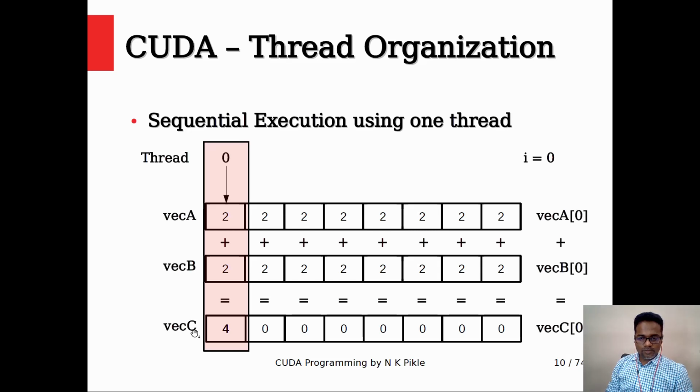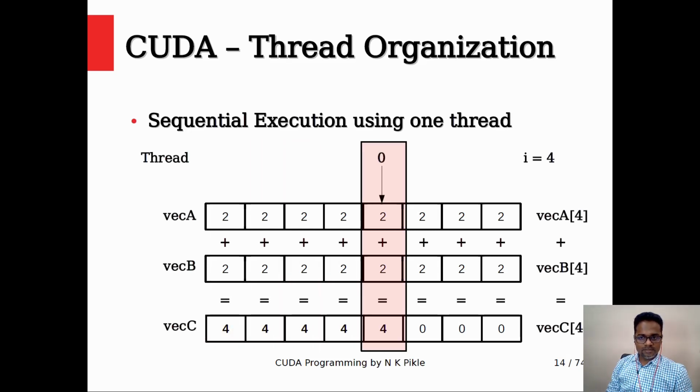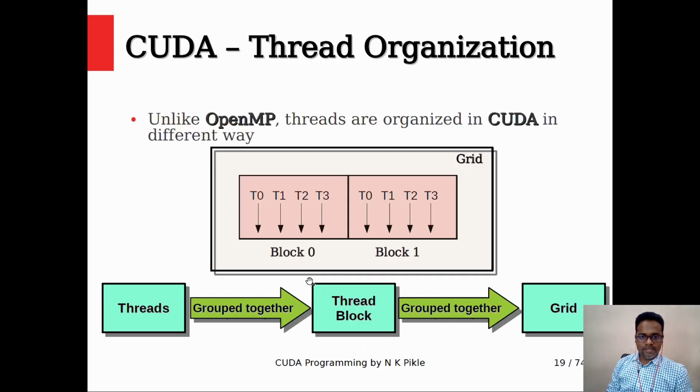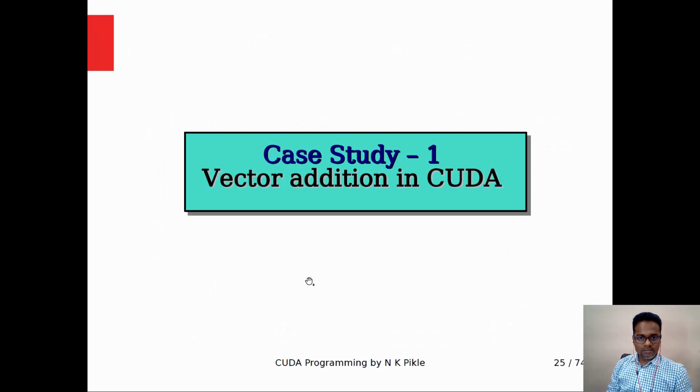We already know how it executes sequentially in this fashion, and we have seen its parallel version by creating multiple threads. Now that we are already familiar with the thread and block organization, we will start with this case study of vector addition, and we'll follow exactly the same steps that we have mentioned in the CUDA programming execution model.